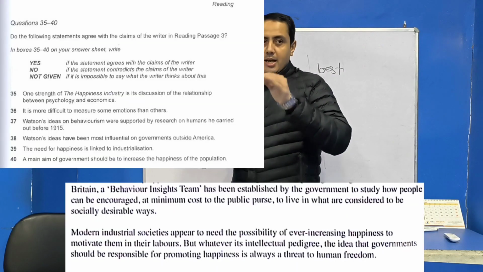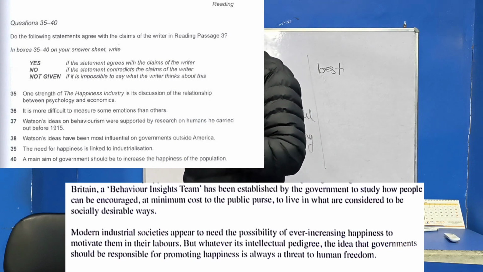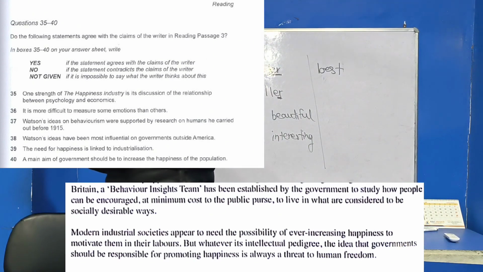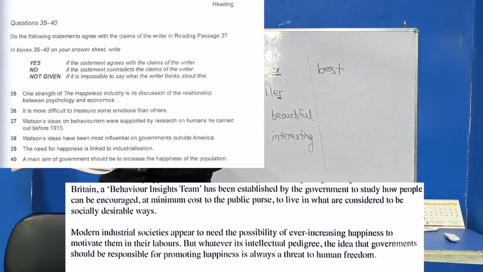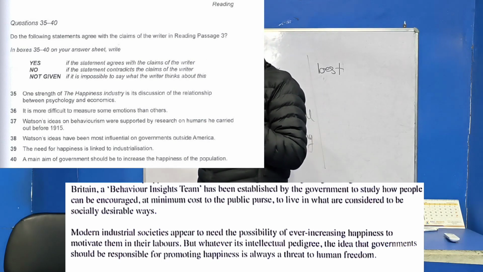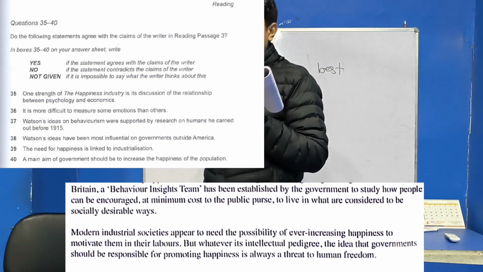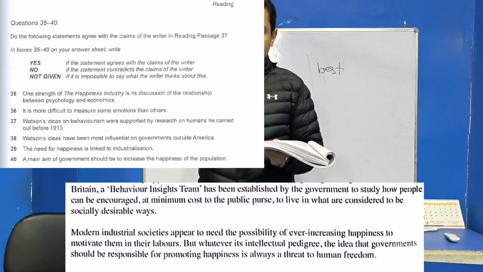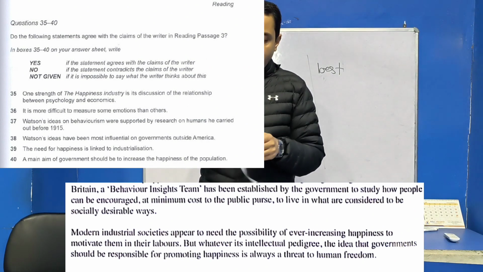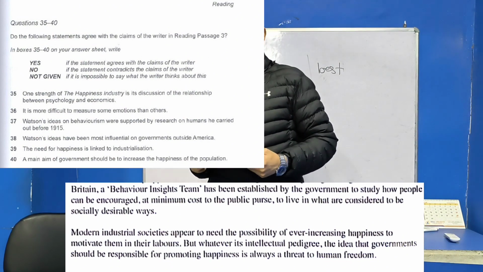Now 39 again, it is below the last answer, maybe just the last paragraph where the answer is. The need for happiness is linked to industrialization. This last paragraph. The first sentence talks about it. Modern industrial societies appear to need, so they need the possibility of ever increasing happiness to motivate them. So we need happiness in the industrial society. So that must be yes. In the industrial world, happiness is what drives everything.